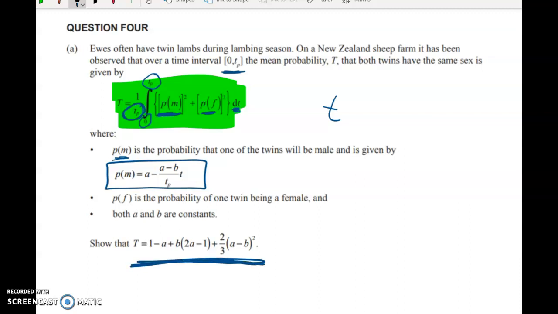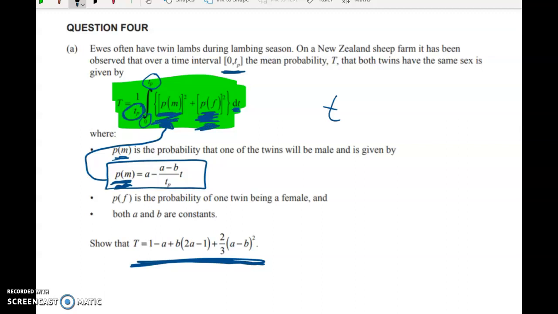Obviously you'll see in there that there's no PMs and PFs. It's pretty clear what we have to do with the PM: we have to substitute that into there. But obviously we've got to do something with this PF. So you have to think for a minute: there's no expression given for PF, so what must it be? Well, sheep can be born with one of two sexes. They can either be born male or born female. So if we're given PM, the only real insight in this question is to realise that PF must be 1 minus PM.